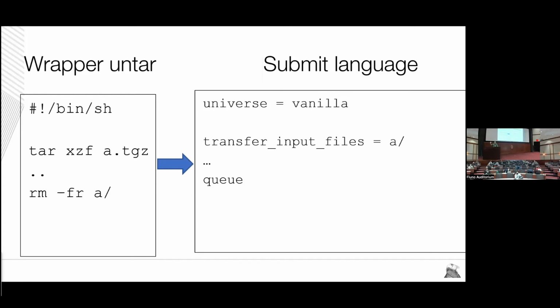Does anyone want to guess what is faster? Transferring a compressed tarball and expanding it in the wrapper script, or transferring a whole expanded directory in the good-looking man in the gray shirt? It depends. That's not the correct answer.